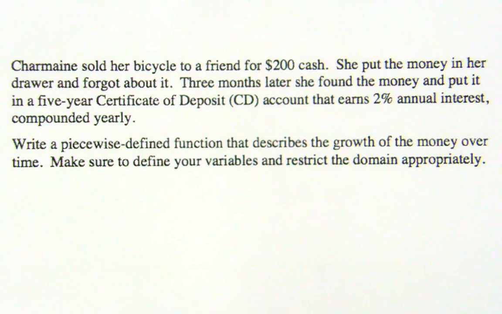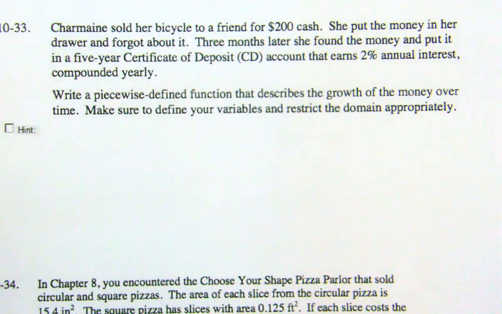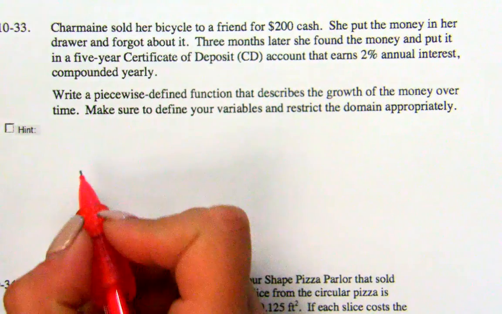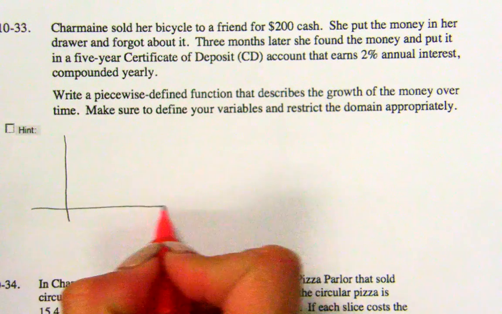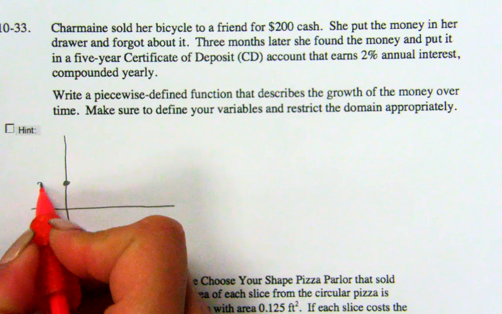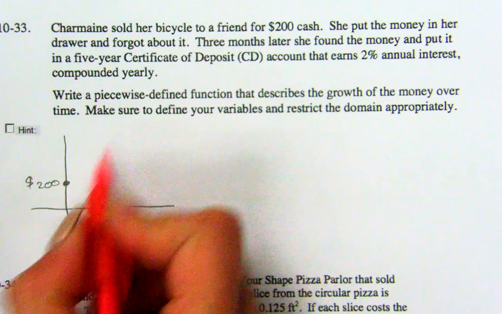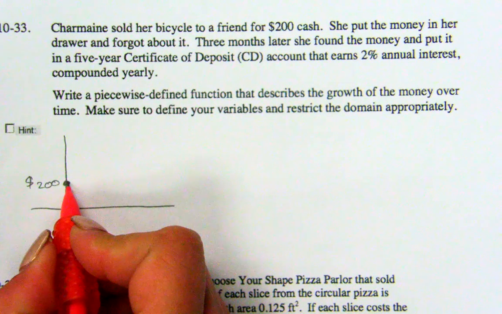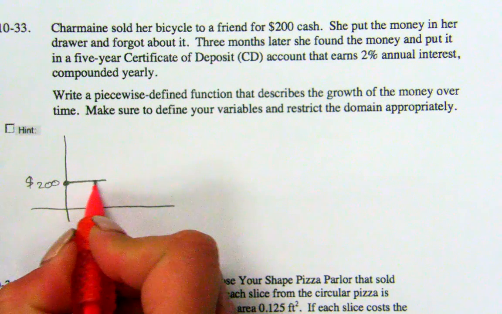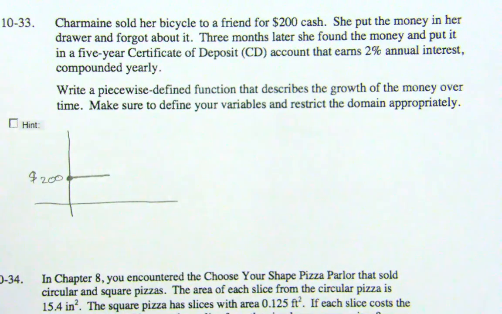Okay, so I'm going to draw a picture of what this actually looks like first, and then you can sort of take it from there. And then we're going to write our piecewise function. So the first thing is money-wise. She has $200 in cash, right? So for 3 months, it's not doing anything. It's just sitting in a drawer. So her money is just kind of hanging around. It's a flat line. 3 months, it's not doing anything.